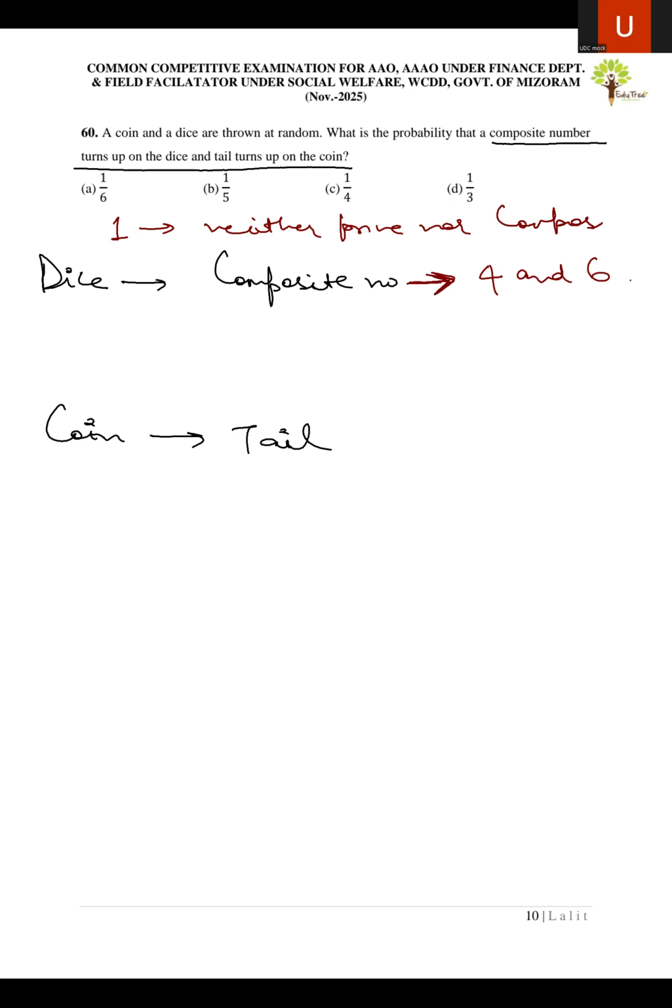One is neither prime nor composite. So two composite numbers are there, 4 and 6. All right. So what is the probability of composite numbers on a dice? How many total outcomes are there? We know six outcomes are there. And composite numbers are how many? 4 and 6. That is two composite numbers. So 2 divided by 6, that is 1 by 3.